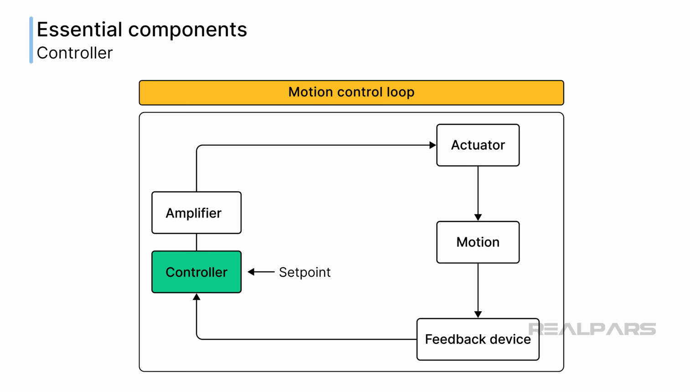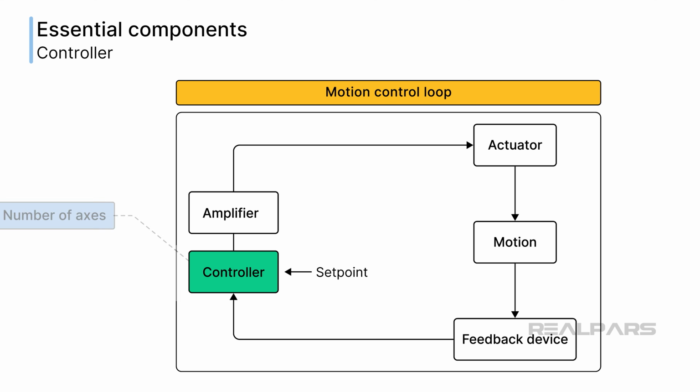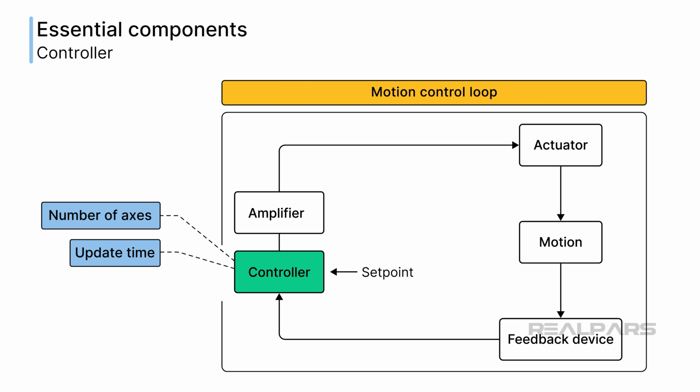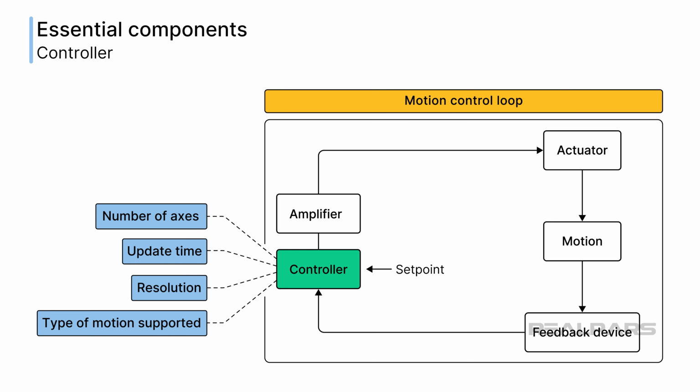The controller is the device that examines the difference between our controlled variable's current state and its desired state. The controller determines what action is to take place and generates an output signal that is a function of the result of this comparison. Motion controllers create and calculate the commands that guide a machine's function. You can choose motion controllers based on the number of axes, update time, resolution, and the type of motion supported.